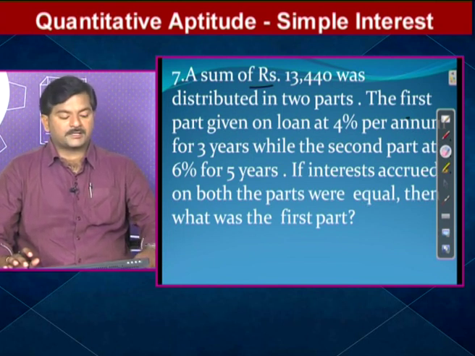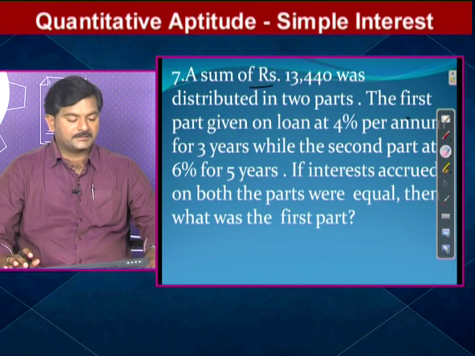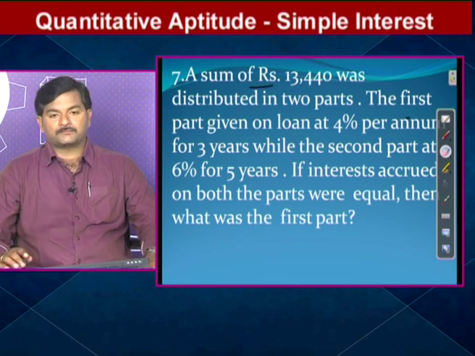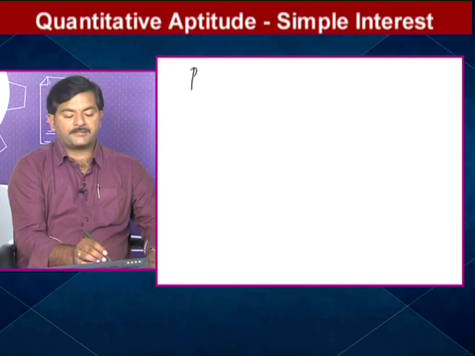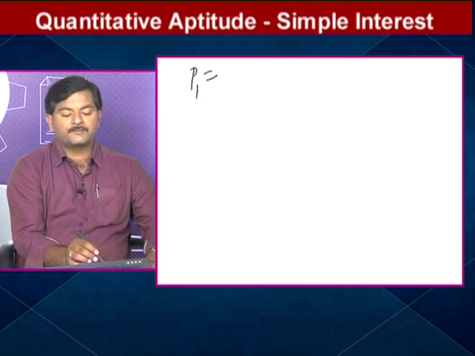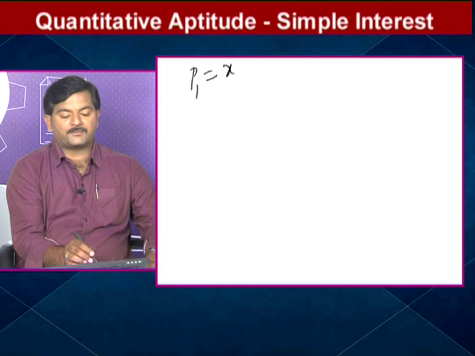Right? Total interest accrued in both the cases is same. So this we can solve in different ways, but we'll take one method. Here is the method. Let's say the total principal amount given is 13,440. Let's say I am taking P1, T1, R1 like that. P1 is equal to, for example, X.